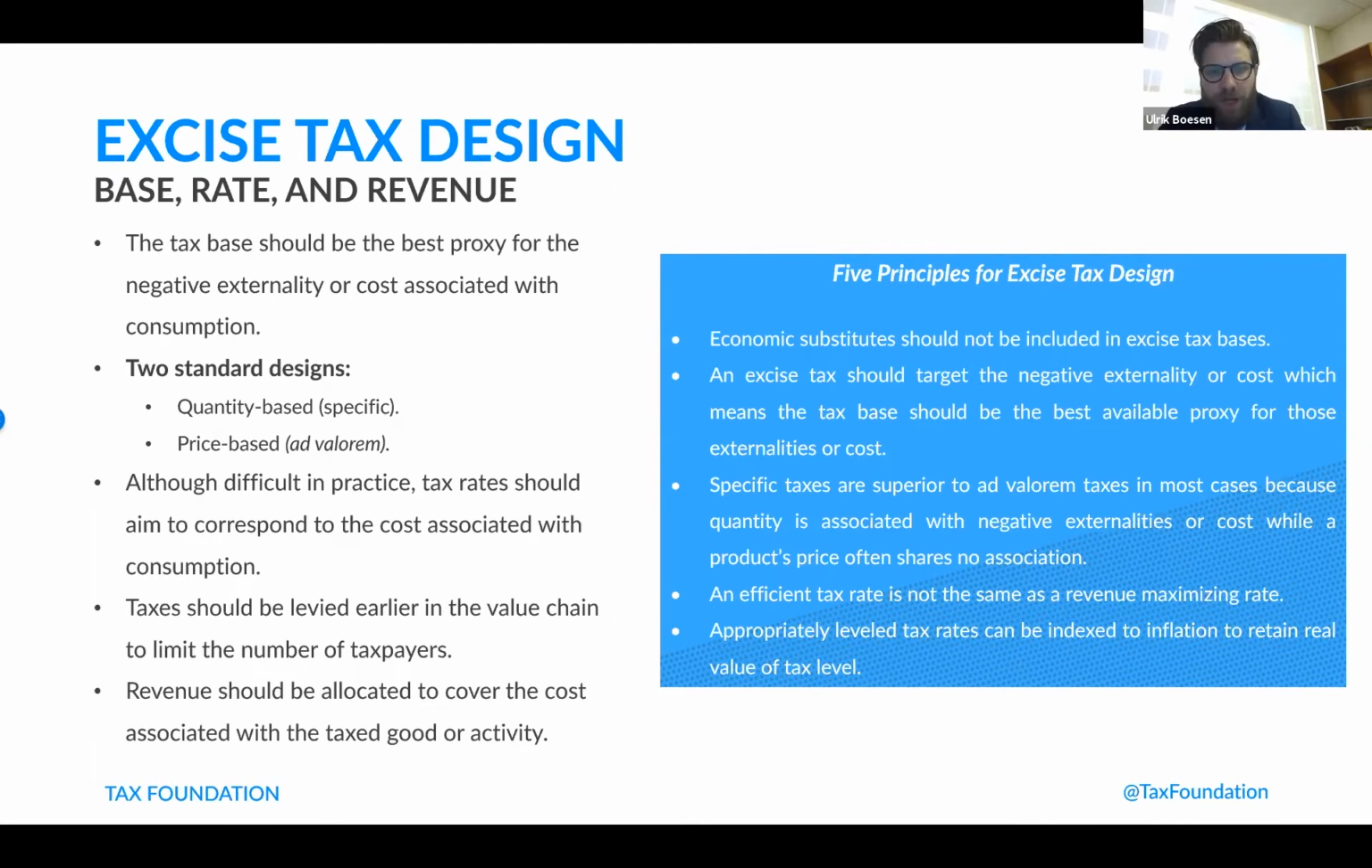The revenue should be allocated to cover the cost associated with the taxed good or activity. Now, this follows from the whole principle of levying this kind of tax. If we assume there's a negative externality, a cost associated with this kind of behavior, and for that reason we decide to levy a tax, we should make sure that the revenue we collect goes back in to mitigate the cost or to pay for a system that is being utilized.